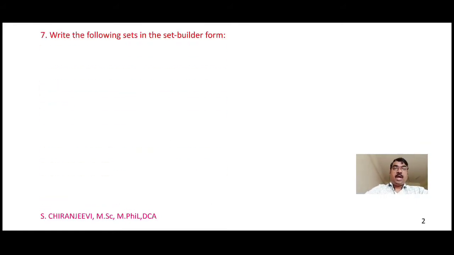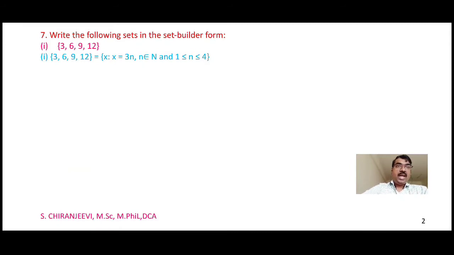So next problem, write the following sets in the set builder form. First one, 3, 6, 9, 12. See here, which is the multiples of 3. So this we can write it as x such that x equal to 3n, where n belongs to capital N and 1 less than or equal to n less than or equal to 4.